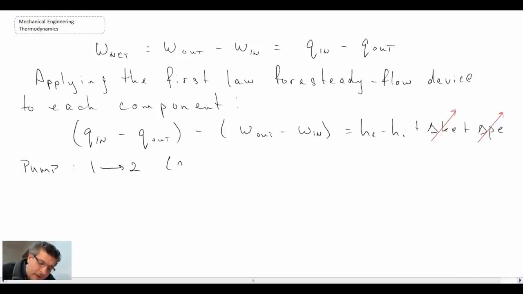Now in the pump we can assume that there is no heat transfer, so Q will be 0. And with that, when we come back to our first law, what we will have is the following for the pump.